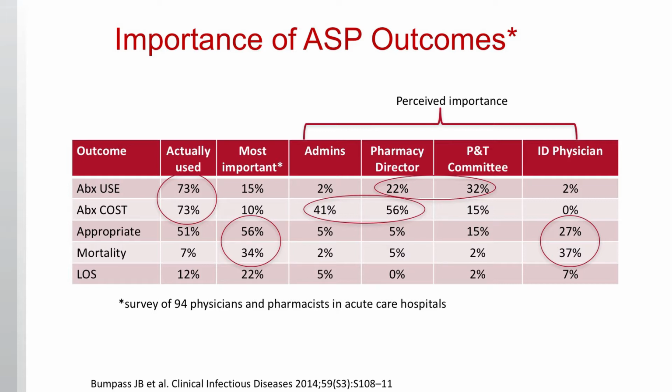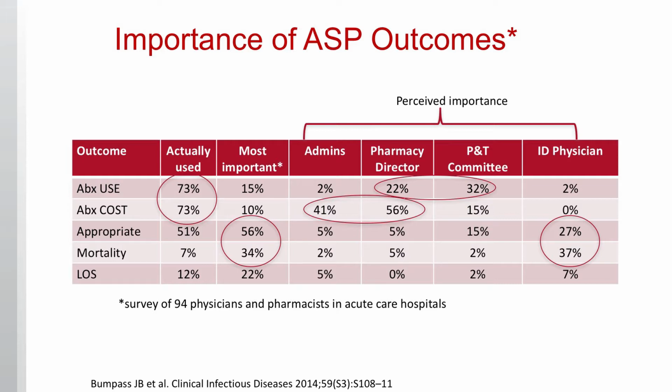And this was a nice study of about 100 physicians and pharmacists in acute care hospitals that surveyed them and said, what do you actually use and what do you think is the most important? What happens is that whatever is most convenient or at least available is what you're going to use, but then thinking about how can you move towards that more appropriateness. But also, what does your boss want, or what does your boss's boss really care about?